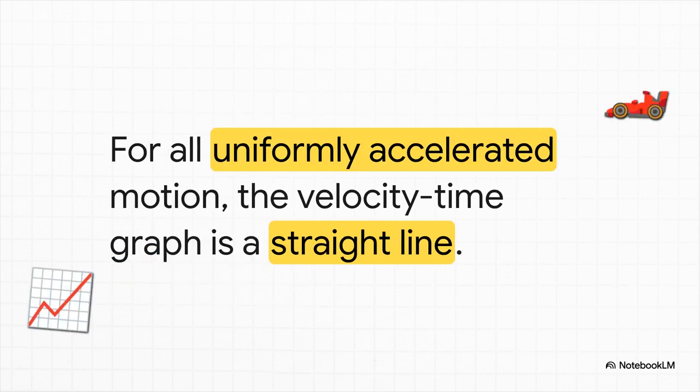And remember our car hitting the accelerator? What does that look like here? Well, if it's speeding up at a nice steady rate, its story on this graph is a straight line sloping upwards. The velocity is climbing and climbing. And the slope of this line, that tells you the acceleration, how quickly the velocity is changing.